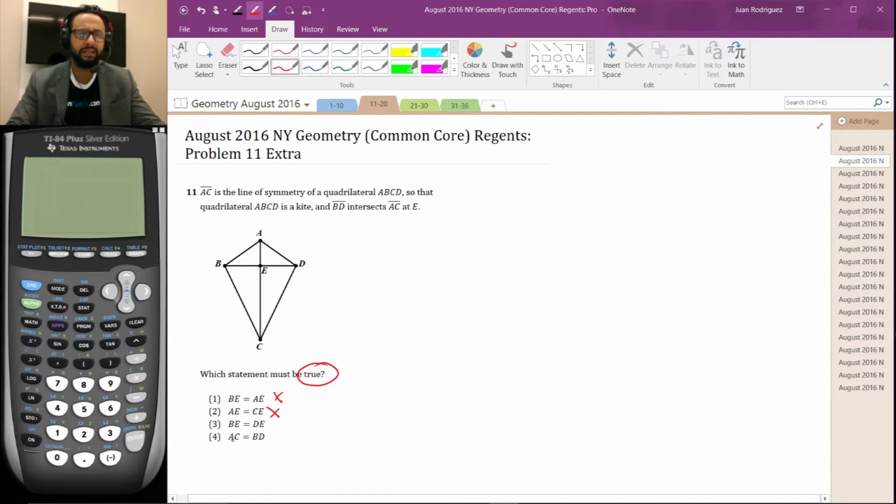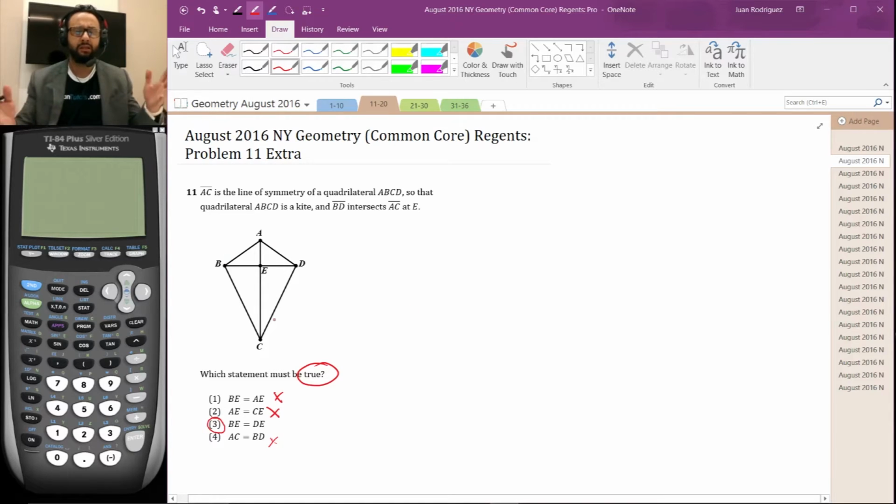And then AC congruent to BD, it's tough to see, but again, C could be moved down, and AC would still be the line of symmetry. So that's probably not it. So BE congruent to DE is probably going to be the answer, just under visual intuition.